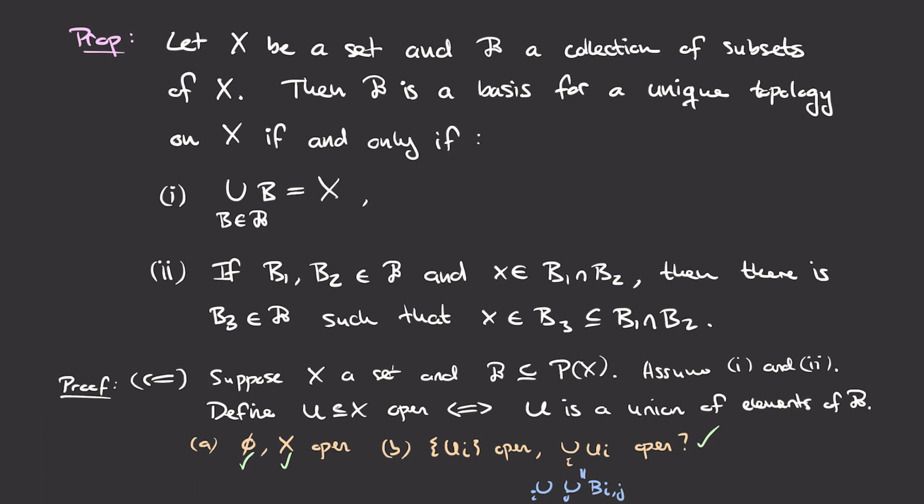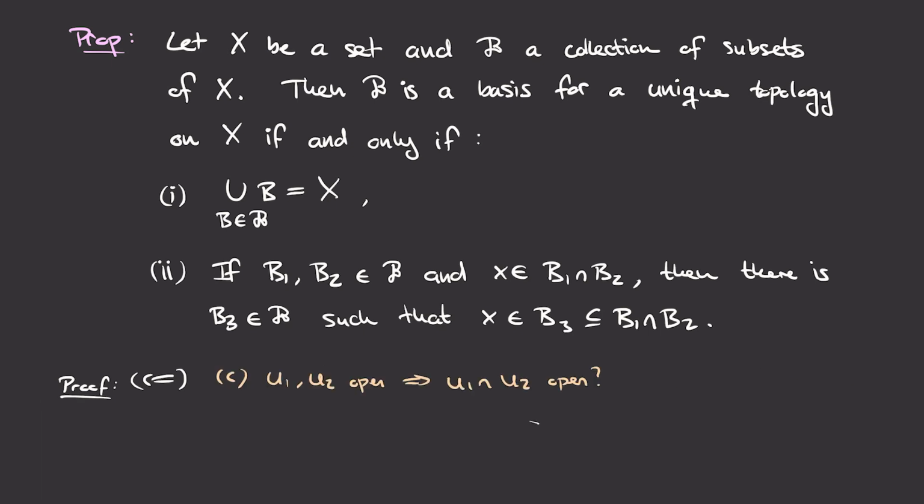Okay, and now the final point we need to check is that if U1 and U2 are open, then their intersection is again open. And this will make use of the second property, and for this I'll also need some more space, so I'm going to erase our hypotheses here, and I hope you'll remember them. Alright, so what we're trying to prove is that if we have two open sets U1 and U2, then their intersection is also going to be open.